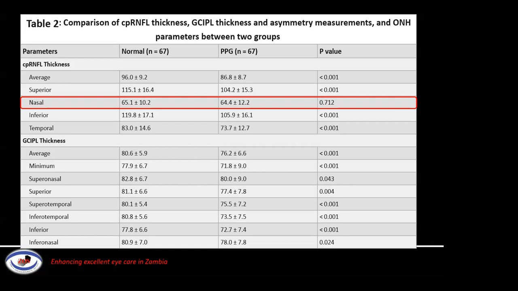So what it shows is that the inferior thinning happens earlier in the pre-perimetric glaucoma group than in the normal population. Whenever the ganglion cell complex gets affected in glaucoma, it affects the inferior area more commonly than the superior. So, just one minute, I'm sharing my screen again.